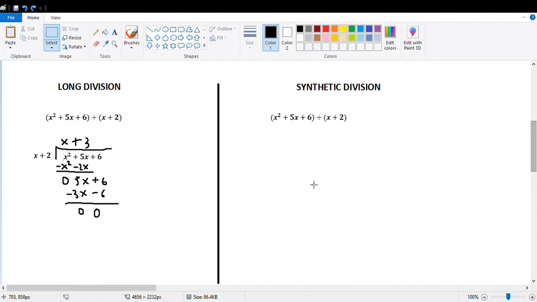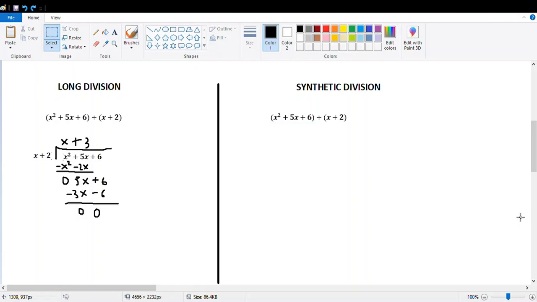For the second example, I bring another exercise that was explained in a previous video. That is this one. And now we have to solve it by synthetic division. This is going to be really easy, and the process is going to be faster because the polynomials in this case are short and easier.